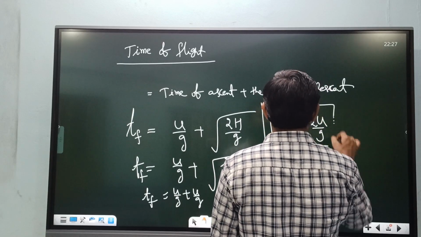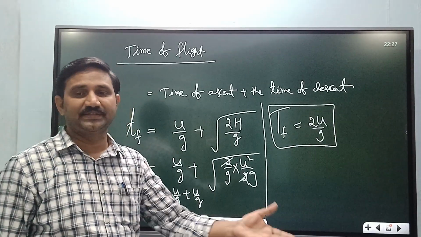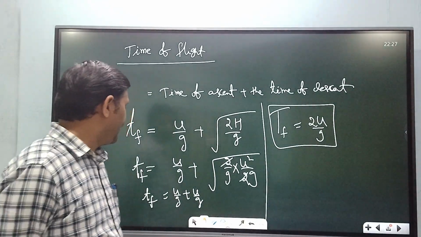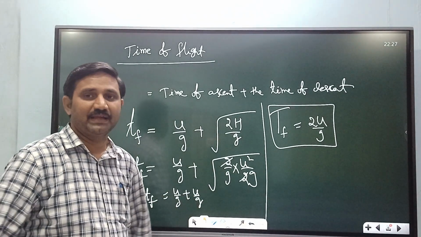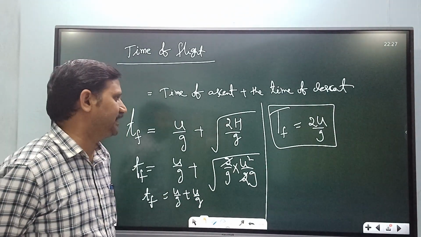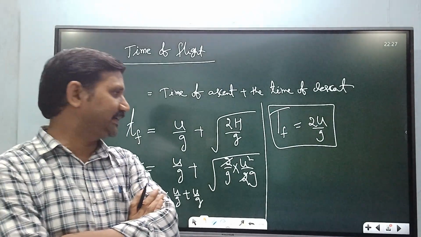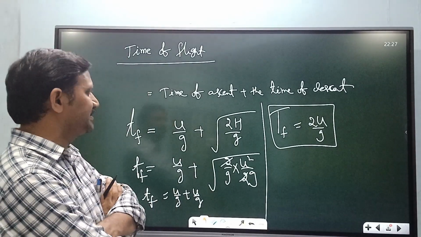This is the time spent by the body in air. So time of ascent is what? u by g. But the time of descent is also u by g. So here time of ascent and time of descent both are the same. The time of ascent plus time of descent is called time of flight. That time of flight T is equal to 2u by g.